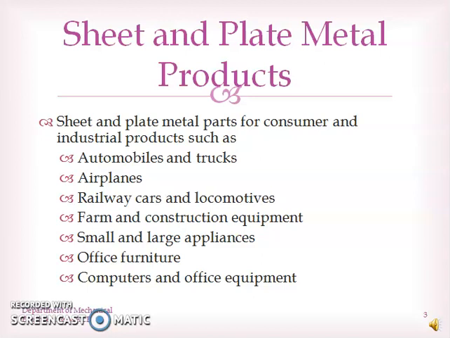Sheet metal products, that means products made by sheet metal, is having wide variety of application. It is commonly used to make the outer bodies of automobiles and trucks, outer bodies of airplanes, railway cars, farm and construction equipments, small and large appliances, office furnitures, computers and office equipments. So most of the outer surface of components and machines are made by using this sheet metal.